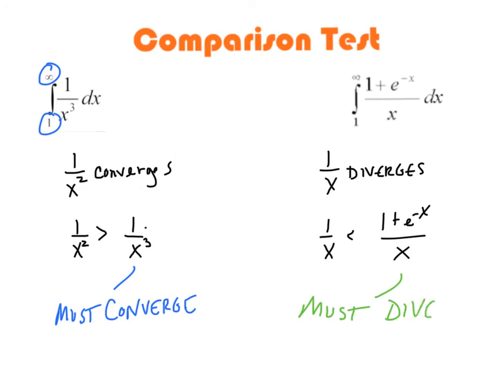Now, this is a test that, as I said, is useful in some examples where you can look at something and right away say, oh, wait a second, that's going to diverge. It's not really even worth finding the antiderivative and trying to put this in a limit statement. But this test is even more useful when we begin to look at series later on.